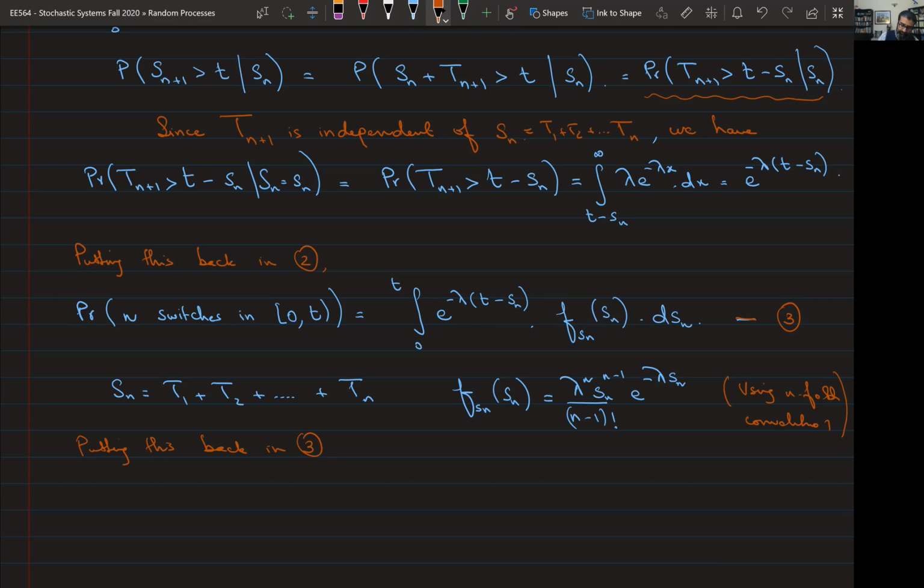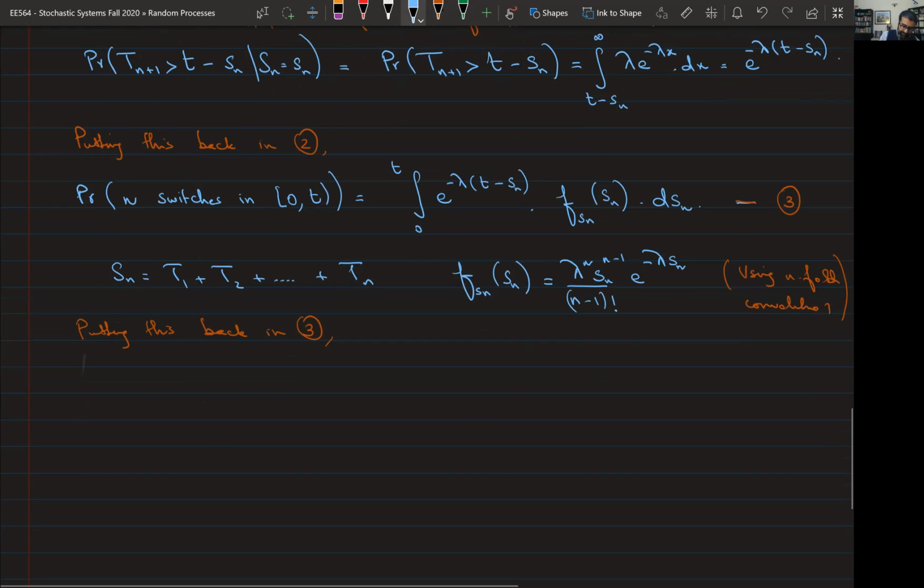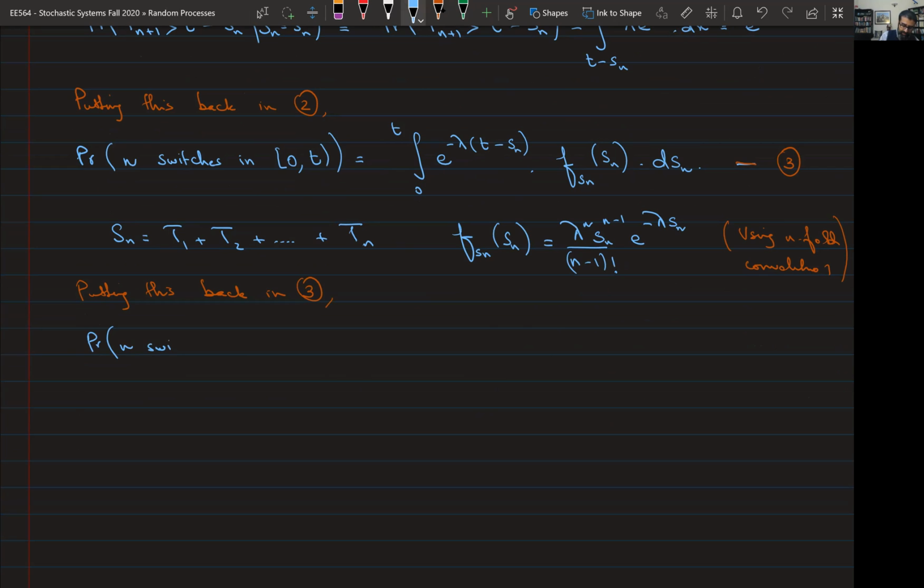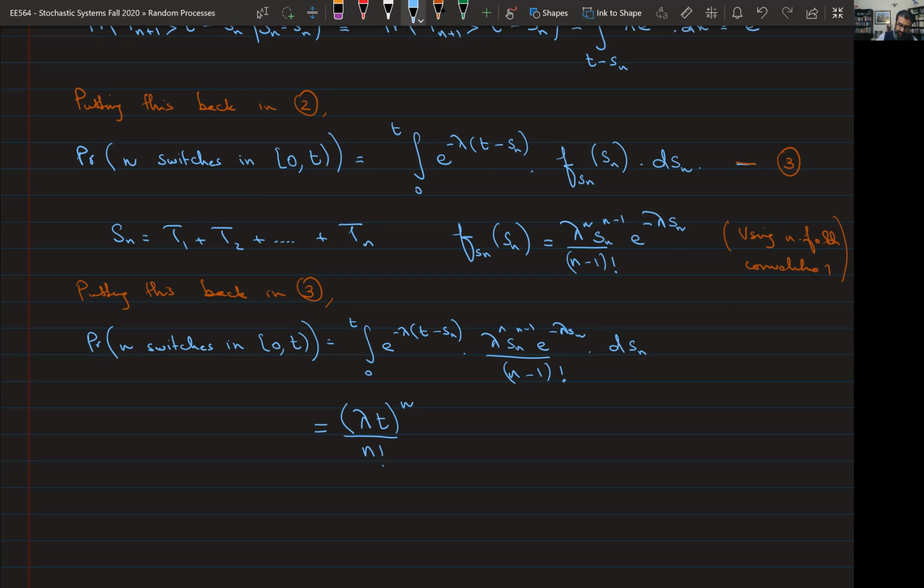So once again, putting this back in 3, what we get is the probability that you have n switches in this interval 0 to t is an integral from 0 to t of e raised to power minus lambda (t minus s n) times all of this thing, lambda n s n raised to power n minus 1, e raised to power minus lambda s n, divided by n minus 1 factorial, d s n. And you integrate this, and lo and behold, what it turns out to be is a Poisson PMF divided by n factorial. So this is something I leave for you to verify. That should be quite straightforward, right?